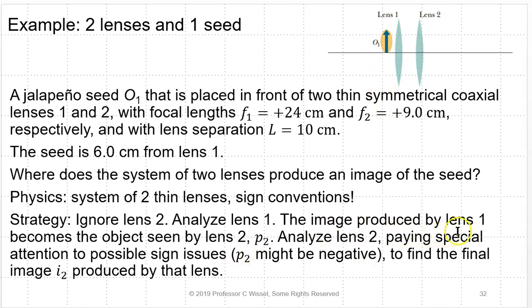And the image produced by lens 1 becomes the object seen by lens 2, and then we have to, of course, figure out what P2 is. Then we analyze lens 2, paying special attention to sign issues. P2 might be negative. Make sure we actually get the correct distance. And then we use that to find the final image I2 produced by that lens.